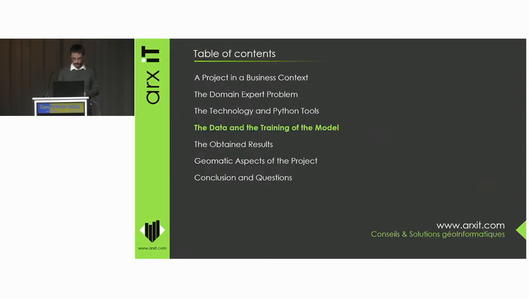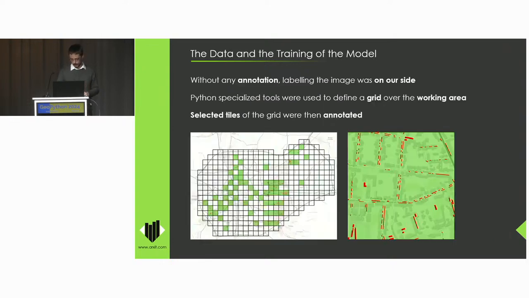So let's dive a bit more into the way we prepare the data, how we created the corpus to fine-tune the model. So here, as I mentioned, there was no annotation whatsoever. So we had no layer on which we can rely in order to build a corpus. So we had to do the annotation work by ourselves with the supervision of the domain expert of the city, of course. So we developed different Python tools in order to be able to build grids on the territory.